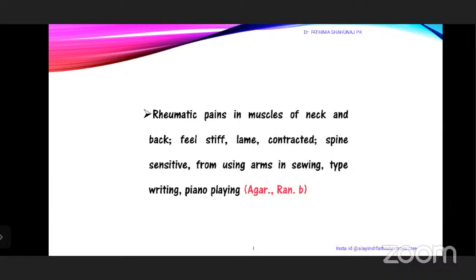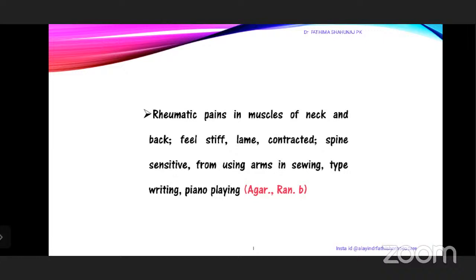contracted, spine is sensitive from using arms in swinging, typewriting and piano playing. So in Actea racemosa, the pain of the muscle is mainly of muscular origin. Okay. And it is compared with Agaricus and Ranunculus bulbosus. In Agaricus, the pain origin is due to neuralgic pain. That is the main difference there.